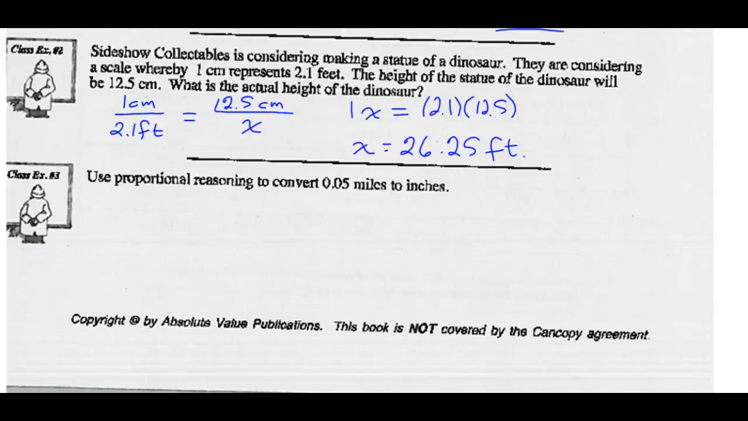Use proportional reasoning to convert 0.05 miles into inches. So you want to go to your chart from the last sheet, from the first page there, or on your formula sheet, and we know a commonly used conversion from miles to feet. All right, so let's do that one first. 1 mile is how many feet? 1 mile is, look on the chart, 5,280 feet.